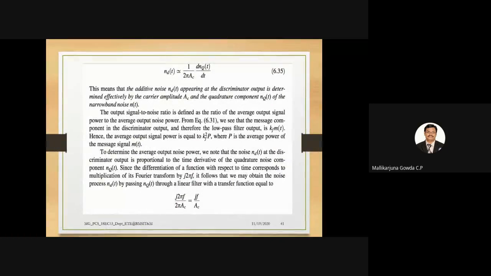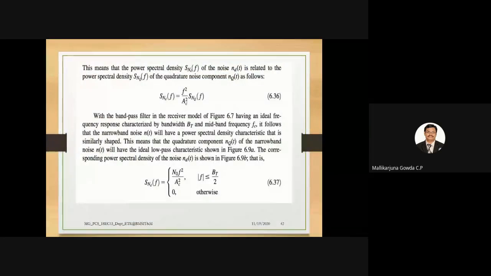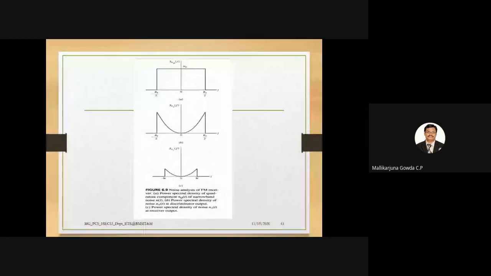Kf into m of t is my message signal, or demodulated signal, which appears at the output of the receiver. So its average power will be K squared f into P, where Kf is the frequency sensitivity. So K squared f into P is the average output signal power appearing at the output of the receiver. This divided by the average noise power will give you the output SNR. That is what is done here.